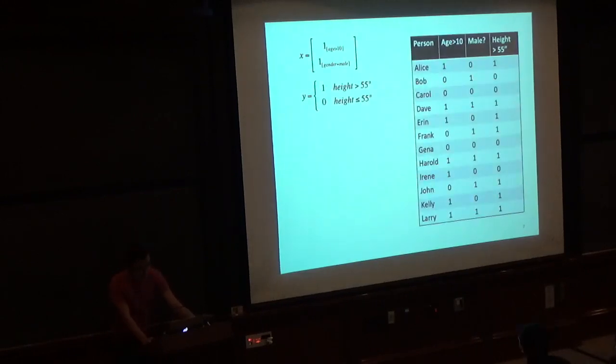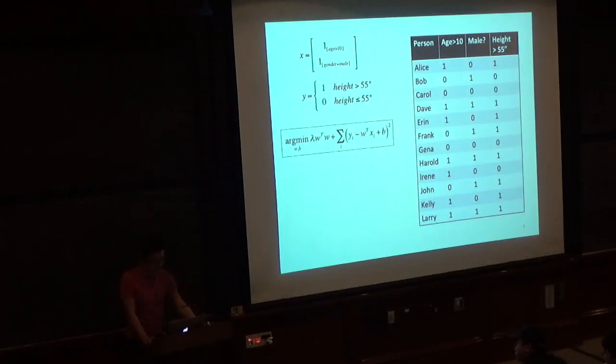Okay, so let's go through just a simple example. So x has 2 features in this very simple example. The first feature is an age threshold. The second feature is gender. And the target is a height threshold. So this is a very, very simple toy example. And we can train a regression model with some regularization. And let's suppose that's the training set, and that's the test set. Okay?